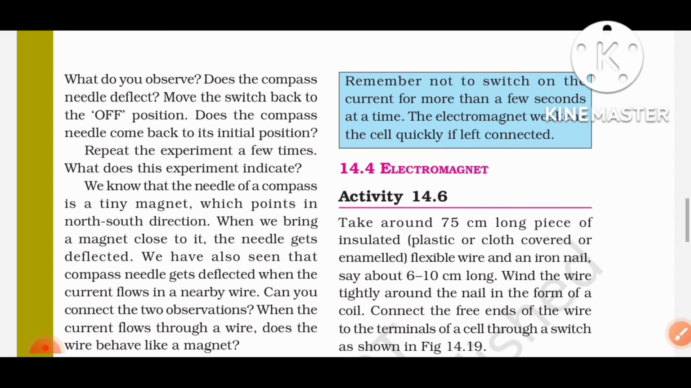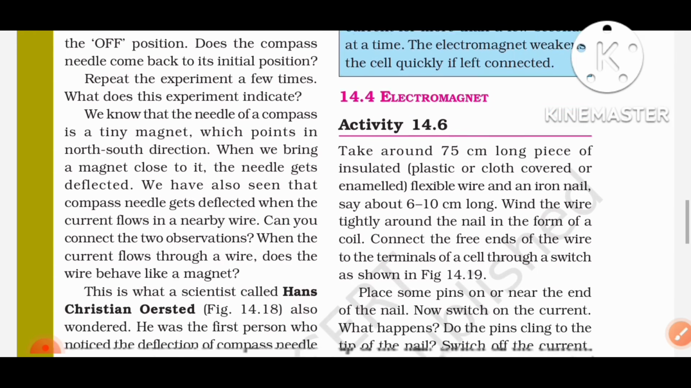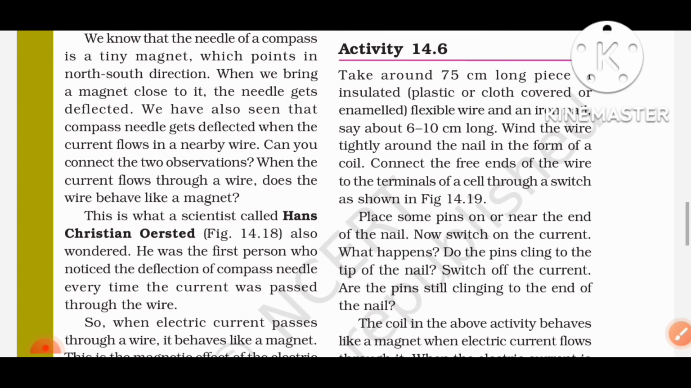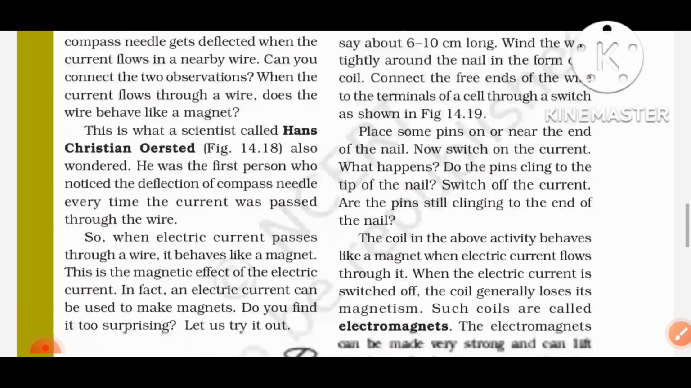We know that the needle of the compass is a tiny magnet which points in the north-south direction. When we bring a magnet close to it, the needle gets deflected. We have also seen that the compass needle gets deflected when current flows in a nearby wire. Can you connect the two observations? When the current flows through a wire, does the wire behave like a magnet?